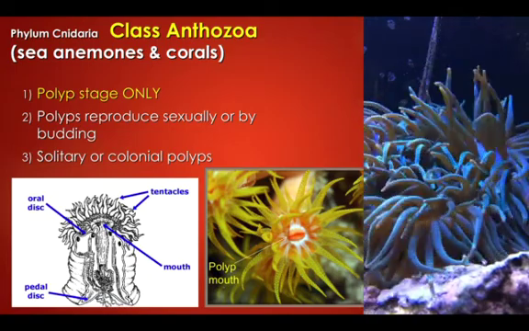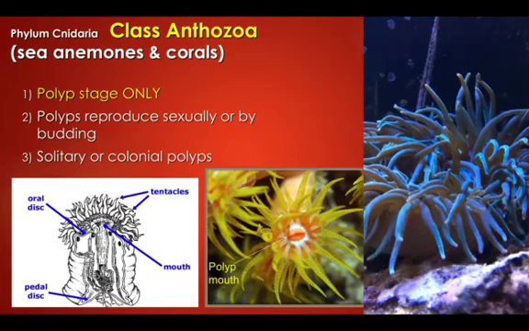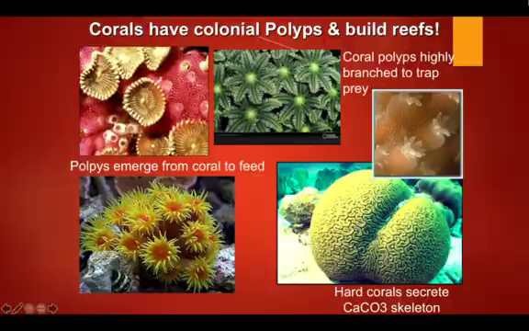Polyps can reproduce sexually or through budding, and they can be solitary or colonial. So here we have an example of solitary polyps, but then things like corals and coral reefs are going to be colonial. So corals have colonial polyps built into the reefs. So many, many, many polyps all forming one big coral. So on this coral here, you'd probably have thousands of individual polyps.